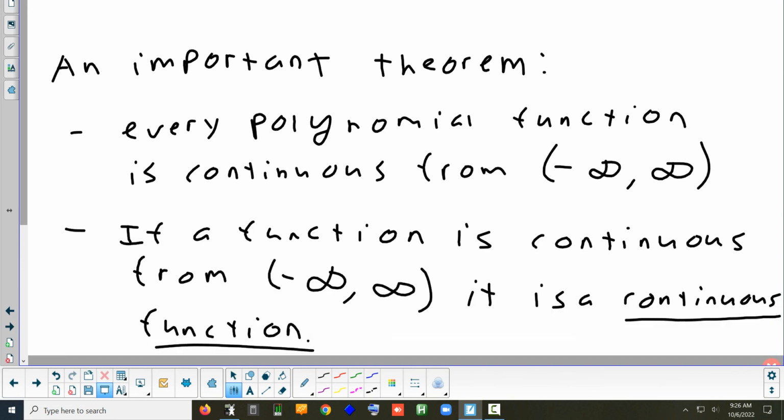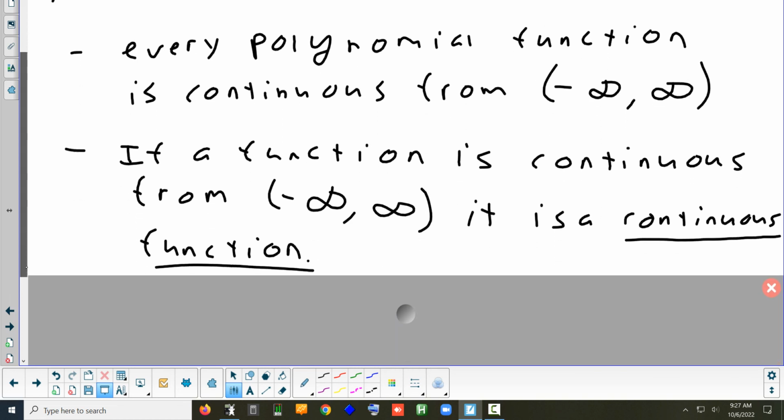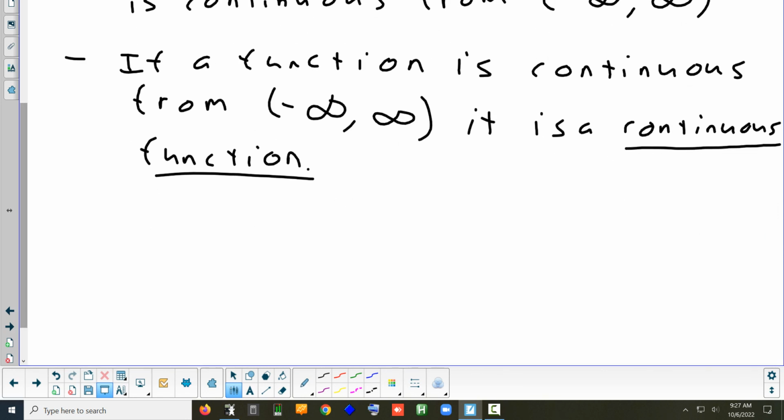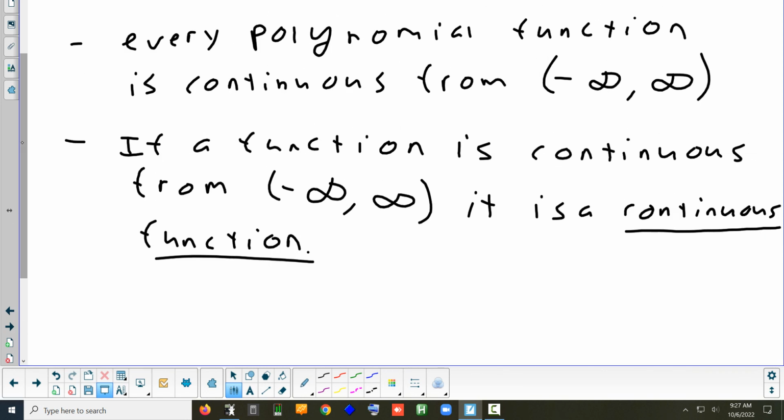And if you have something that can be drawn all of the time without lifting your pencil, that's called a continuous function. So the idea of a continuous function is not just a small section is continuous, but the entire thing is continuous. You can't find a section that's discontinuous. It's impossible. So any question on that idea? A continuous function.